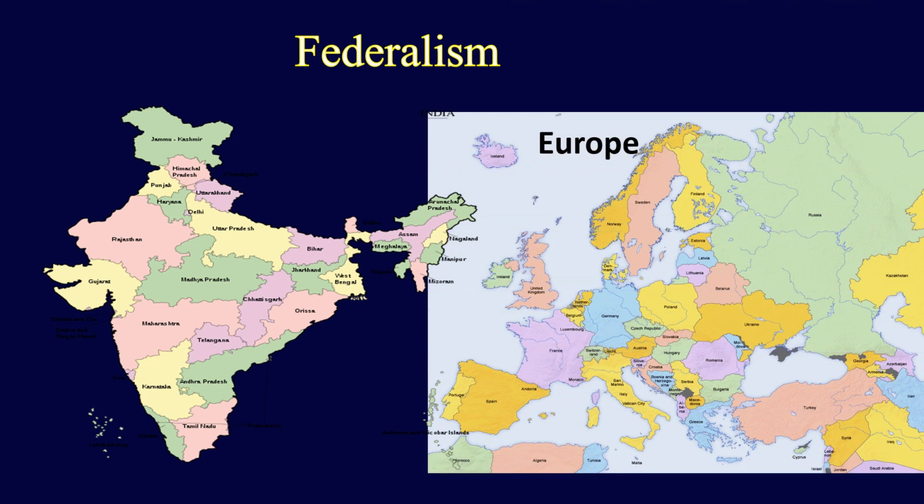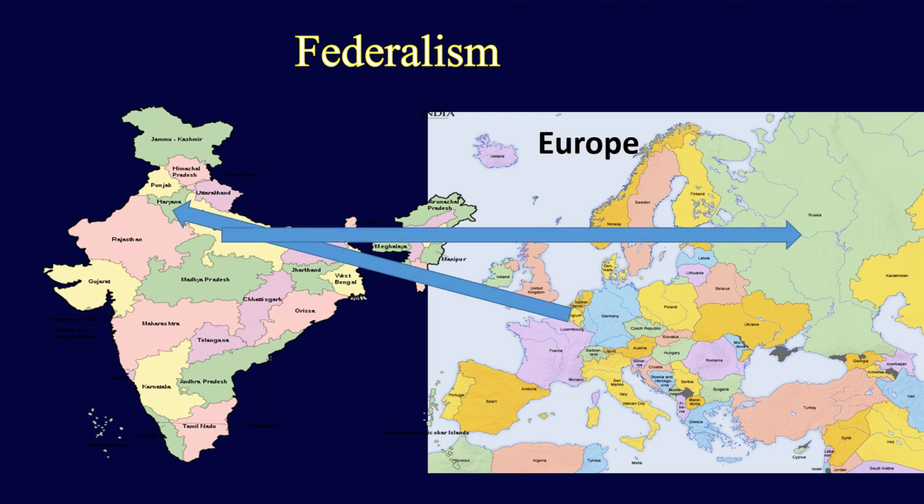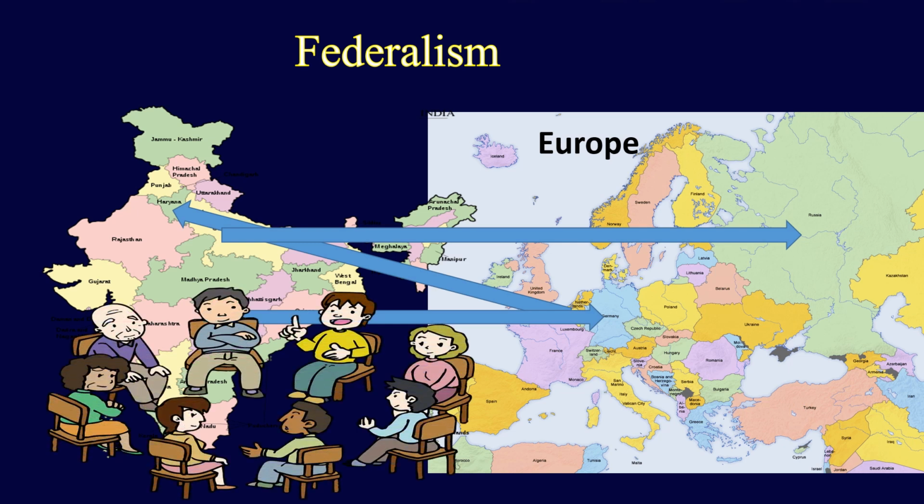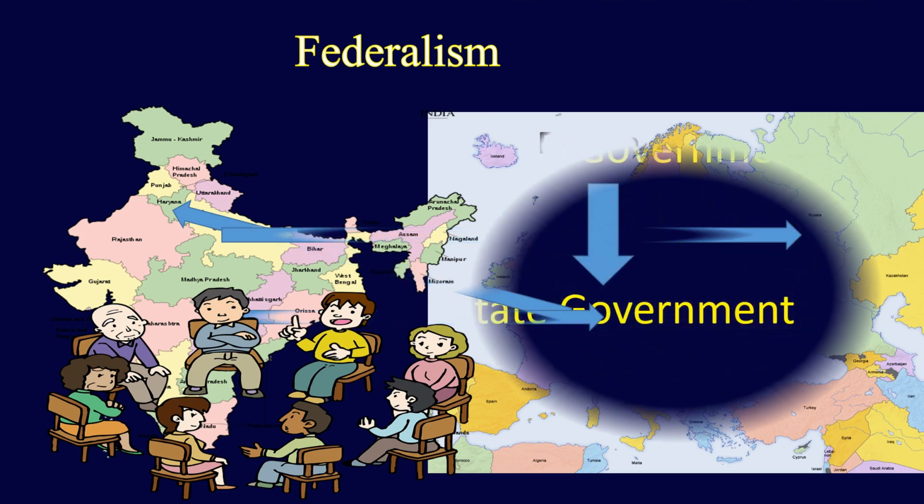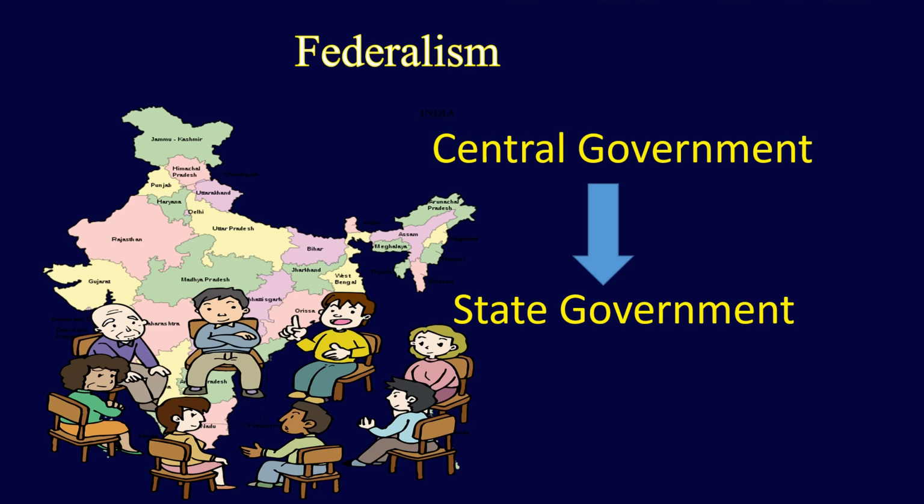For example, in area, Belgium, a country in Europe, is smaller than the state Haryana. And in terms of population, Uttar Pradesh is bigger than Russia. And Maharashtra is about as big as Germany. And most of the states of our country have diverse populations. What is diverse population? Diverse population means people of different languages, different religions, different cultures live together in the same state. So with such diversity and large size, India cannot be run only through two tiers of government.